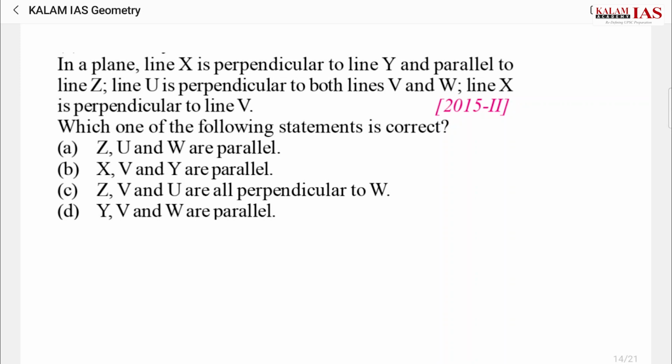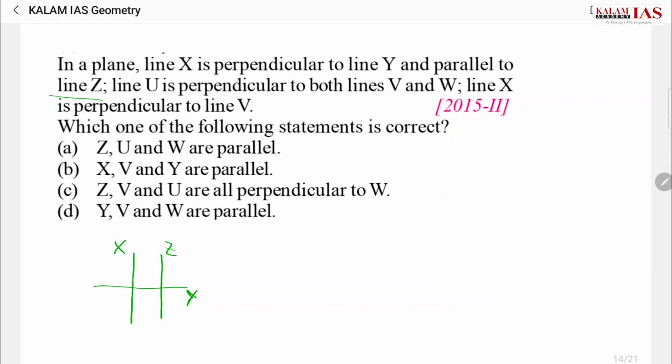Now in this question, it is given in a plane, line x is perpendicular to line y and parallel to line z. So line x is perpendicular to line y. Suppose this is line x, this is line y. X is perpendicular to y and parallel to line z. So z is parallel to x. That means it is perpendicular to y also.